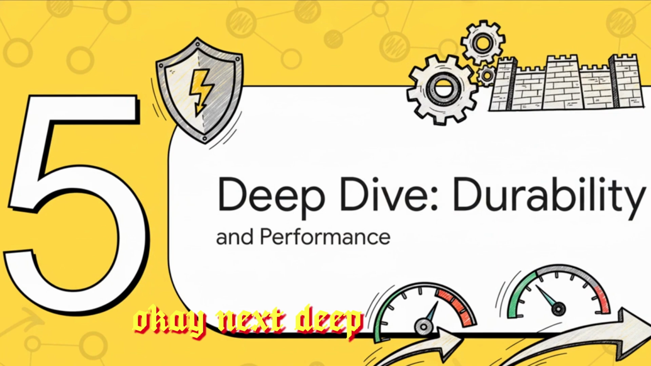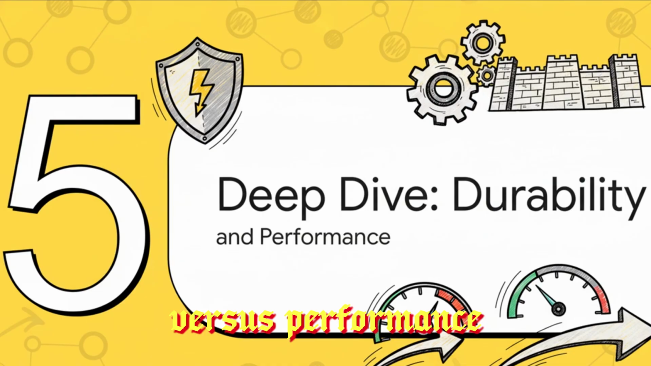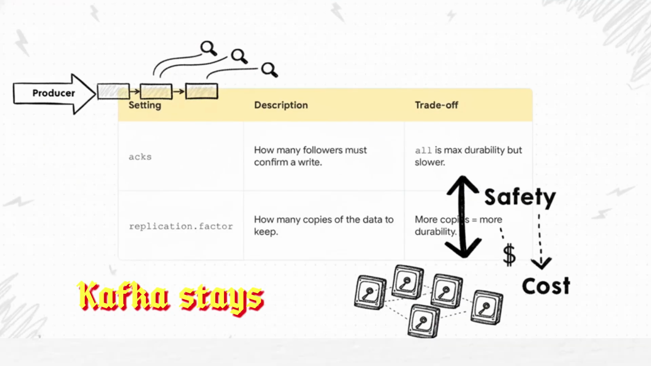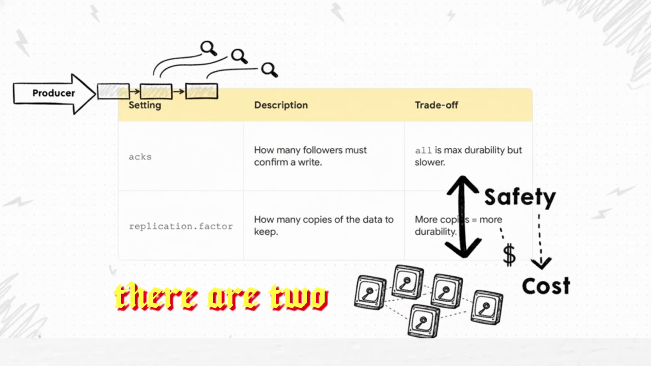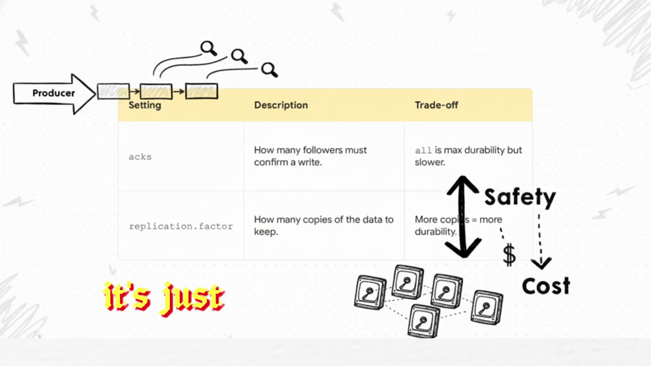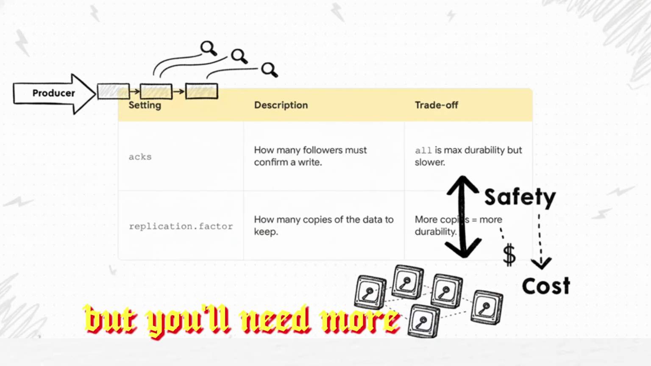Okay, next deep dive topic. The classic engineering headache of durability versus performance. How do you make sure you don't lose data without slowing everything down to a crawl? Let's look at the trade-offs. Kafka stays durable by making copies of your data. This is called replication. There are 2 settings you absolutely have to know. Replication factor is easy. It's just how many copies of your data you want to have. More copies means it's safer, but you'll need more disk space.